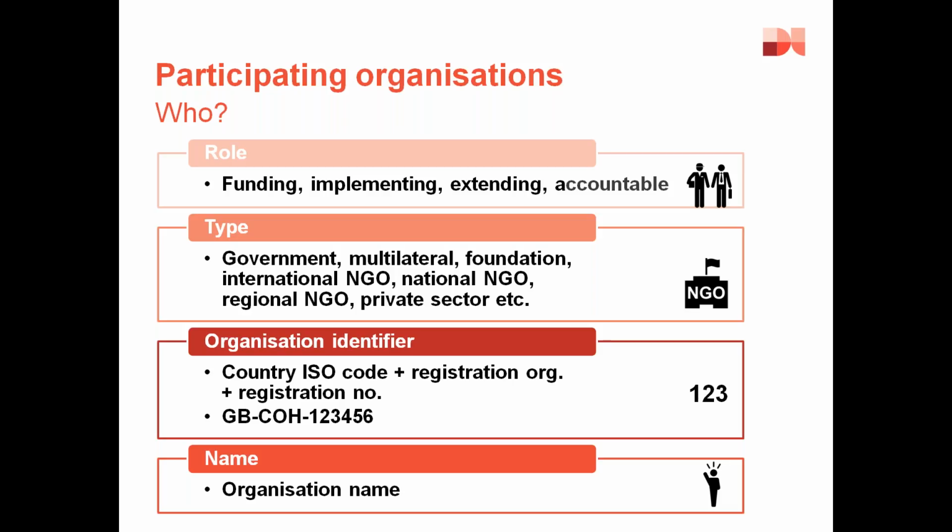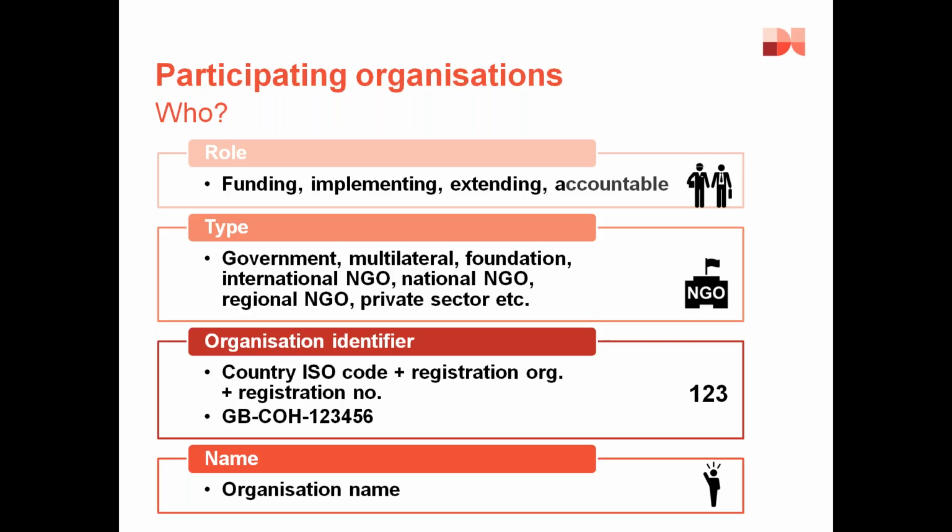We also like to know the type of organisation. That's obviously useful to data users in terms of, are they a government institution? Are they multilateral? Is it another NGO? And similarly, if they're already publishing to IATI themselves, then we would very much encourage the use of their organisation identifier to uniquely reference them.